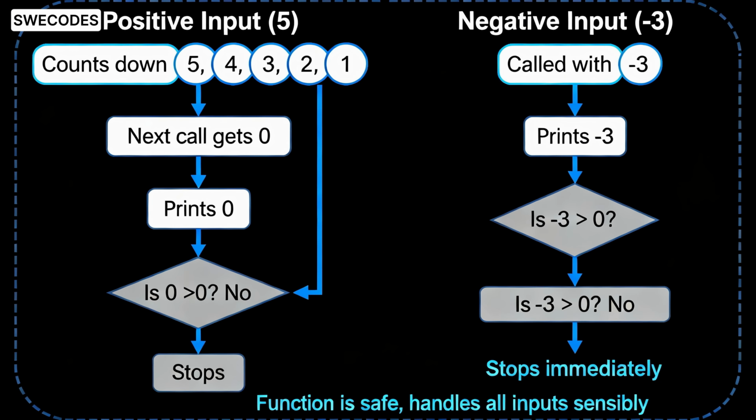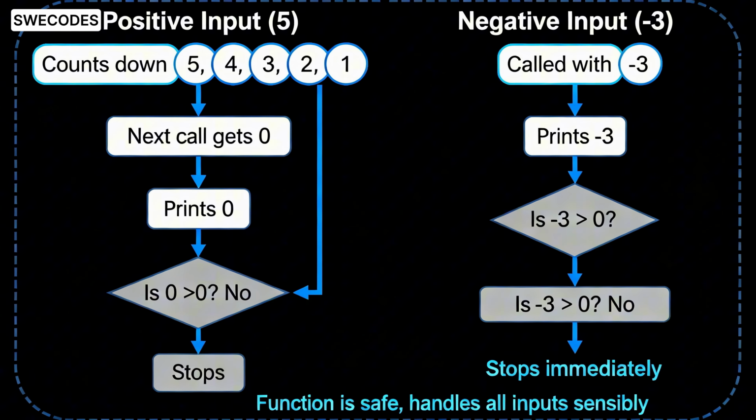Now let's check all our inputs. Positive, 5: counts down 5, 4, 3, 2, 1. On the next call, it gets 0. It prints 0. Is 0 greater than 0? No. It stops. Perfect. Negative, -3: it's called with -3. It prints -3. Is -3 greater than 0? No. It stops immediately. Our function is now safe and handles all inputs sensibly.